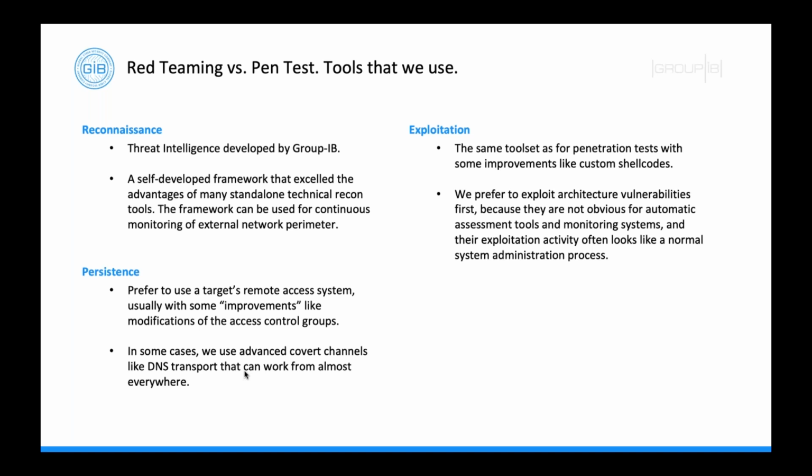During exploitation, the same tools as penetration test with some improvements, typically with custom shellcodes from Group IB's red teaming, and of course utilizing some of the different exploits that may be used by advanced cyber criminals detected by Group IB threat intelligence. And we prefer to use different exploit architecture vulnerabilities first because they're not always obvious for automatic detection tools within the security stack for the client organization. The exploit often looks like a normal system admin process, and for that, it's typically a way for the red team to gain access without being detected during the exploitation phase.